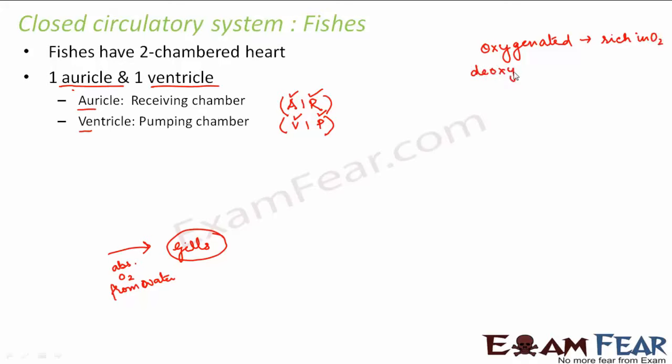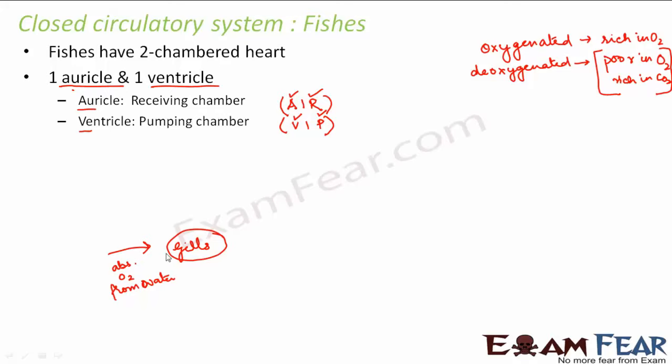And what is deoxygenated blood? Deoxygenated blood is poor in oxygen, or we can say it is rich in carbon dioxide. So till now we were talking about air, right? We were saying that good air contains a lot of oxygen and bad air contains a lot of carbon dioxide. Similarly, now we are going to talk about blood, because during transportation, whether it is oxygen or carbon dioxide, they get dissolved in blood. So the blood which is rich in oxygen is oxygenated blood, and the blood which is rich in carbon dioxide or poor in oxygen is called deoxygenated blood.